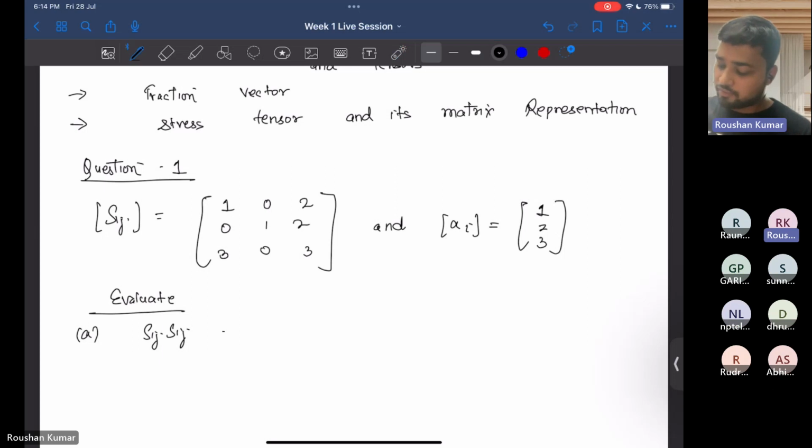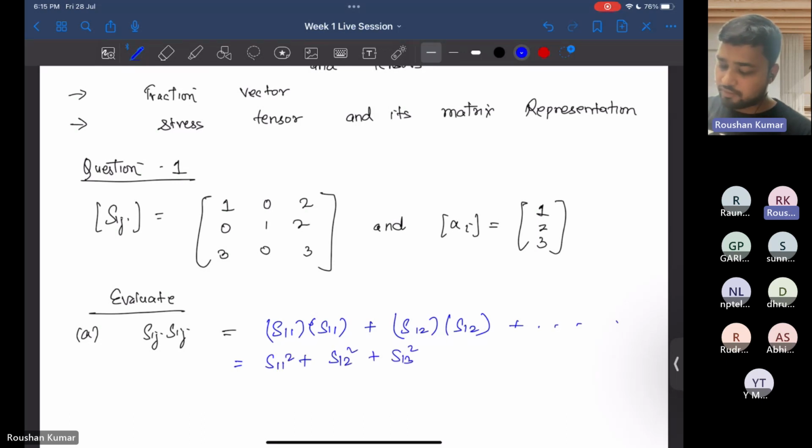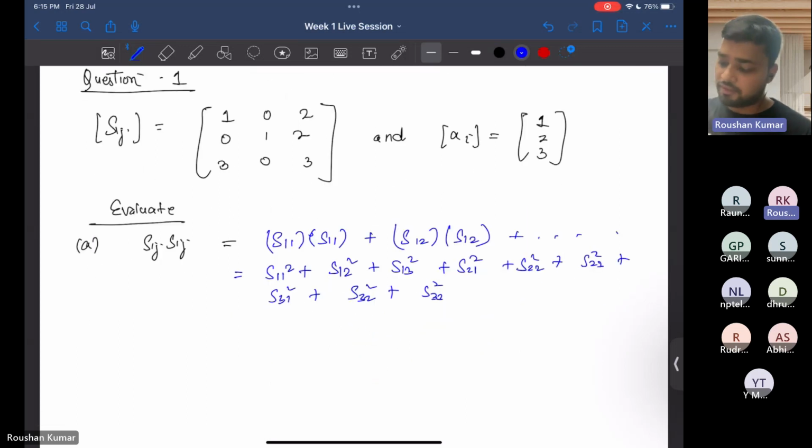So I am going to expand it. What it means is that Sij Sij means S11 into S11, S12 into S12, and this way it goes on, which basically means S11 square plus S12 square plus S13 square plus S21 square plus S22 square plus S23 square plus S31 square plus S32 square plus S33 square. And in the above matrix you find the value of each component. So after manipulation you find that S11 square comes out to be 1, S12 square is 0, then 4, 0 plus 1 plus 4 plus 9 plus 0 plus 9, that is 28.